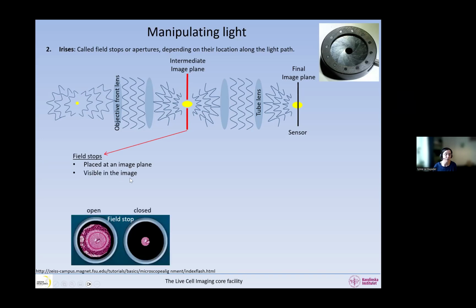What happens when we close this iris is that it's visible in the image, because this is where we have the image. So we're looking at the image, I close the iris, and I can see it. It works a little bit like a curtain. It blocks the light from the outside of the field of view and towards the center. If you close it completely, it will be a very small hole there in the center. That's a field stop. It only affects the edges of the image. The center of the image is exactly the same if the field stop is open or closed.